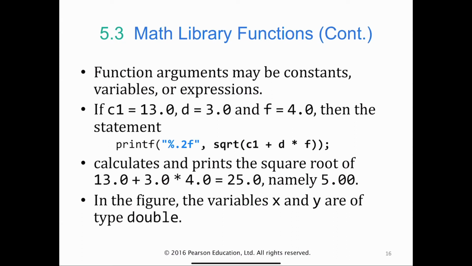So let me show you a couple of other functions. As argument to the square root function, you do not necessarily have to give a value. You can, of course, give an entire expression. So this one, for example, if C1, D, and F are all floating point variables, let's say C1 has the value 13, D has the value 3, F has the value 4. You can put in an entire mathematical expression and pass that to the square root function. In this case, the value of C1 + D * F would be 25, and square root would return the value 5.0.